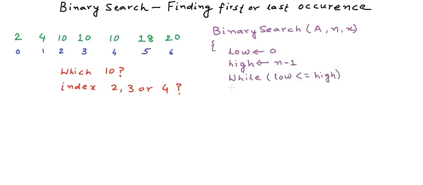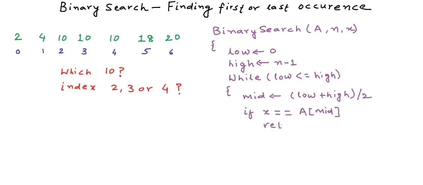And while low is less than or equal to high, we calculate the middle index as low plus high upon 2, and then we compare x with the middle element. If x is equal to the middle element, then we have found x and our search is over. We exit from the method by returning this index mid. So we are exiting as soon as we find any occurrence of x, not necessarily the first or the last occurrence, but any occurrence.